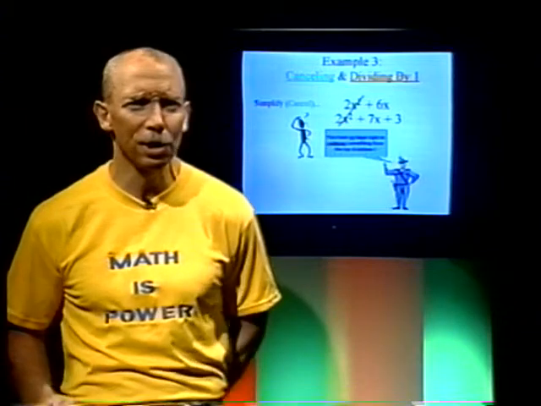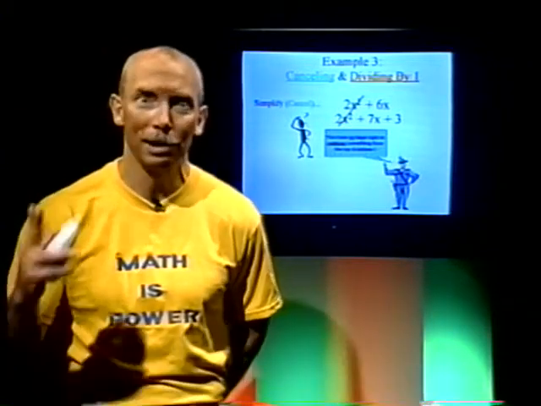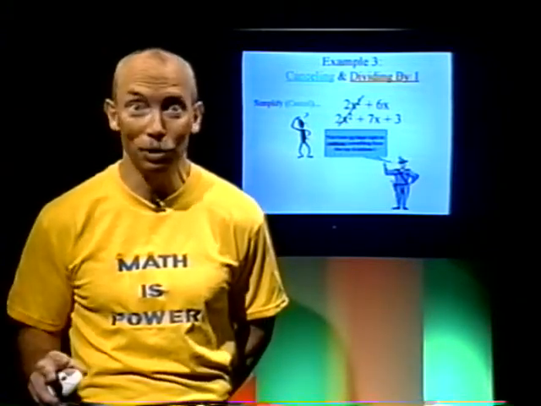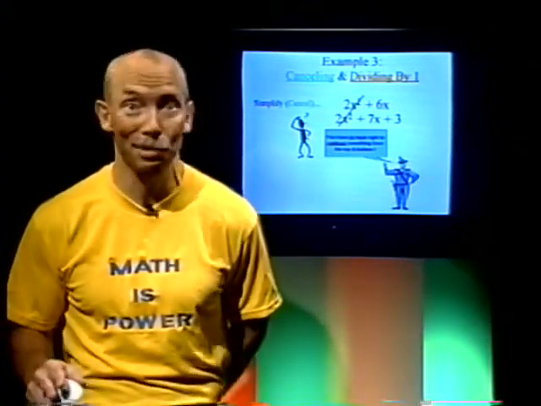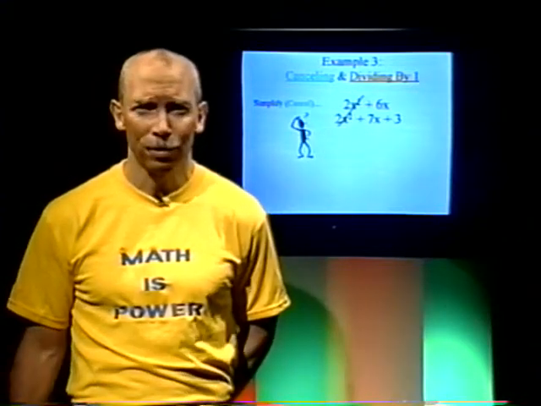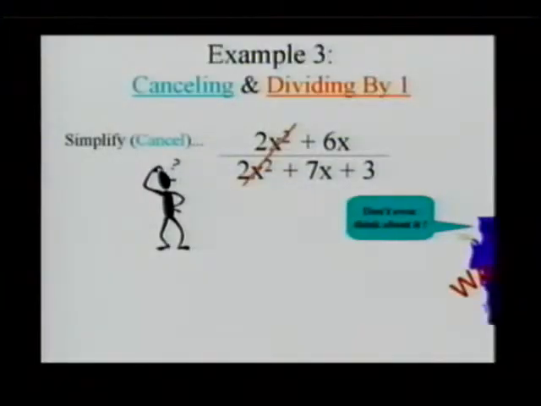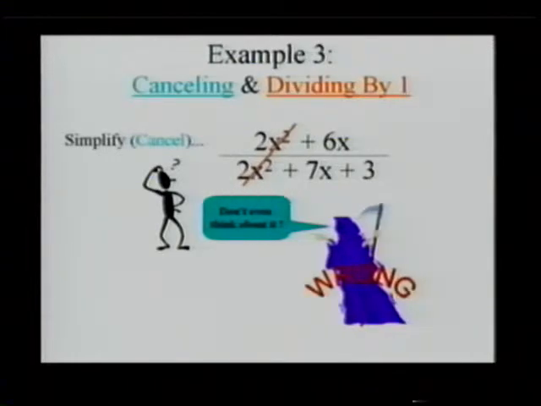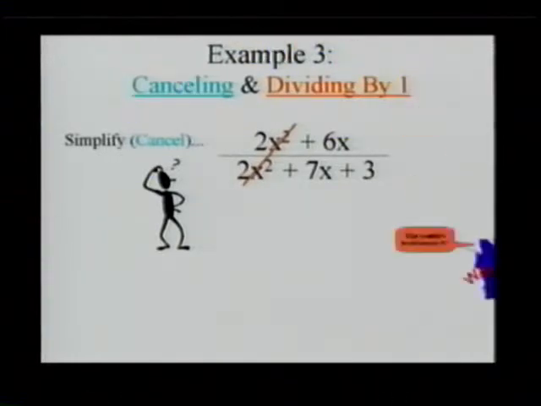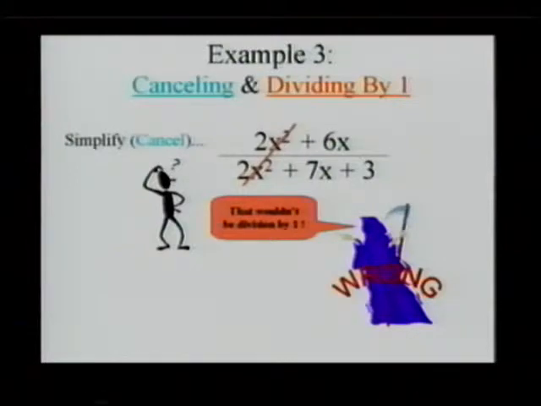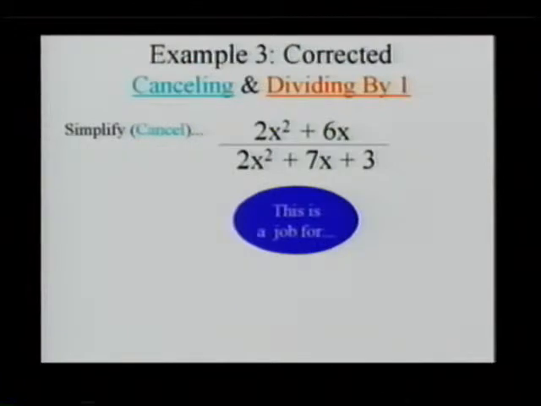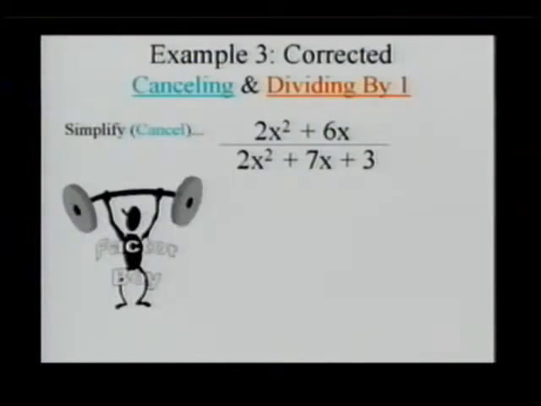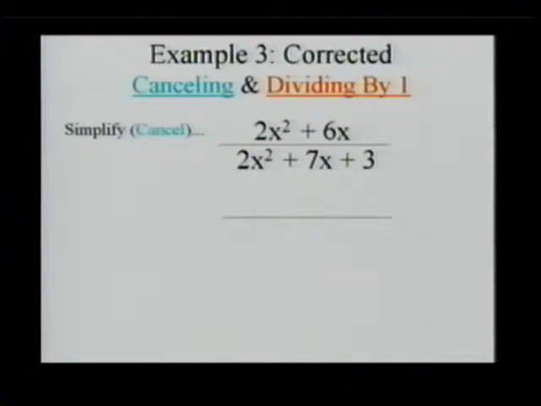That's why you'll always hear the term, don't cancel things that are added, because you're not using the identity element of 1 multiplication and division rule. And you can't make up your own rules, okay? So what are we going to do here? Well, we're not going to think about canceling things that are added. Let's see. I'm thinking this is a job for Factor boy. Let's factor and see what we can do here.